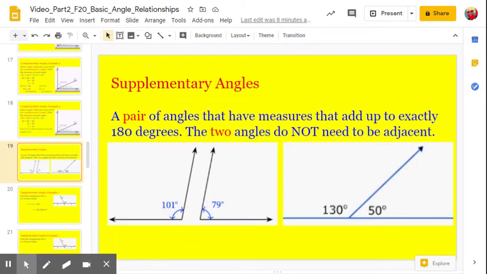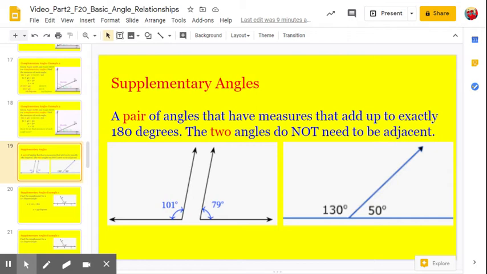All right, supplementary angles. A pair of angles that measures that add up to exactly 180 degrees. The two angles do not need to be adjacent. So just like complementary angles, two angles add up to 90, supplementary angles are two angles that add up to 180 degrees. Students oftentimes mix those two up when they're first learning how to do this. So you want to make sure you get that down. Complementary add up to 90. Supplementary add up to 180.